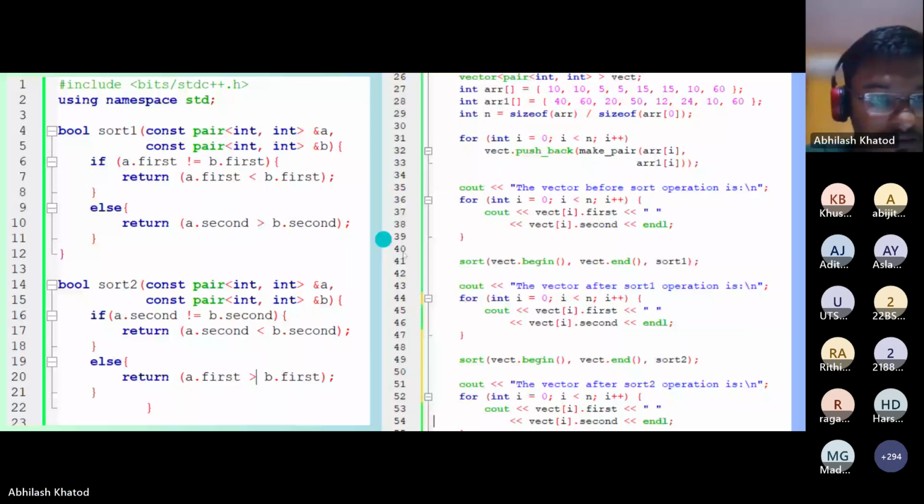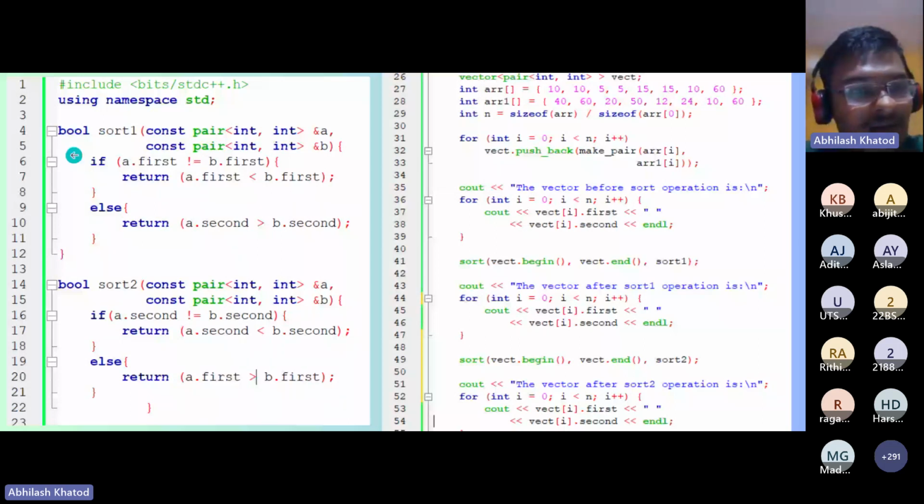I have made two different functions, sort one and sort two. What they will do is return Boolean values. As you have learned in the previous sessions, a Boolean returns either true or false. First we'll just see sort one as of now, and then we'll do sort two.